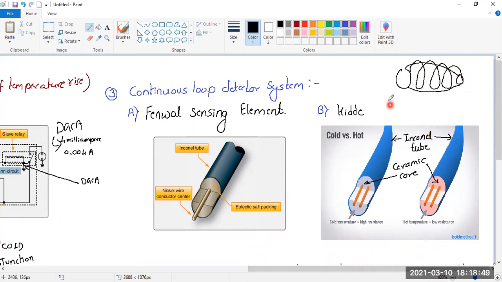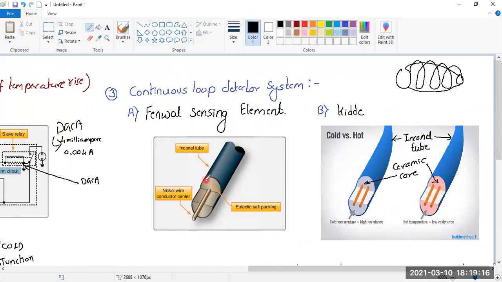Okay, so here there are mainly three types, but we generally concentrate on two types. Okay, because they are loop type detectors. And the other one is the sensing element, we'll understand that. Now what happens in the continuous loop detector? Let us understand first the Fenwal sensing element. Fenwal is the name of a company, as you can see, the same thing happens in the spot detector. Fenwal spot detector. So Fenwal is the name of a company which makes this. So basically these are the sensing elements.